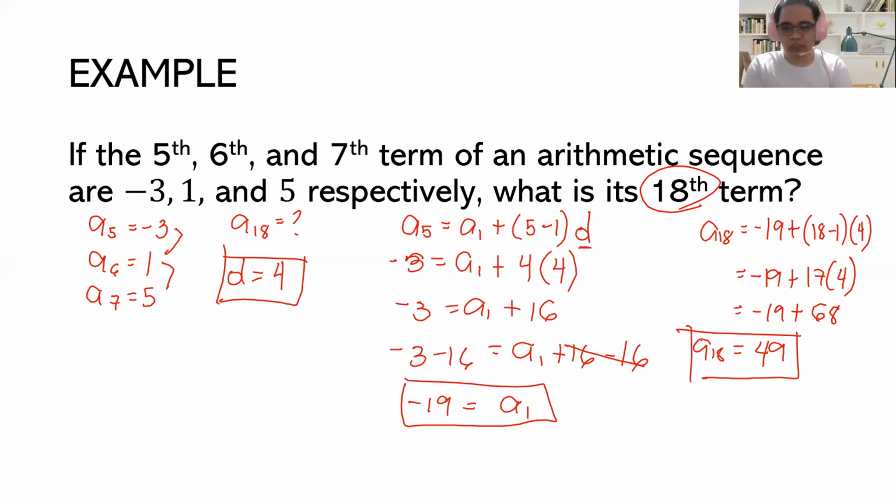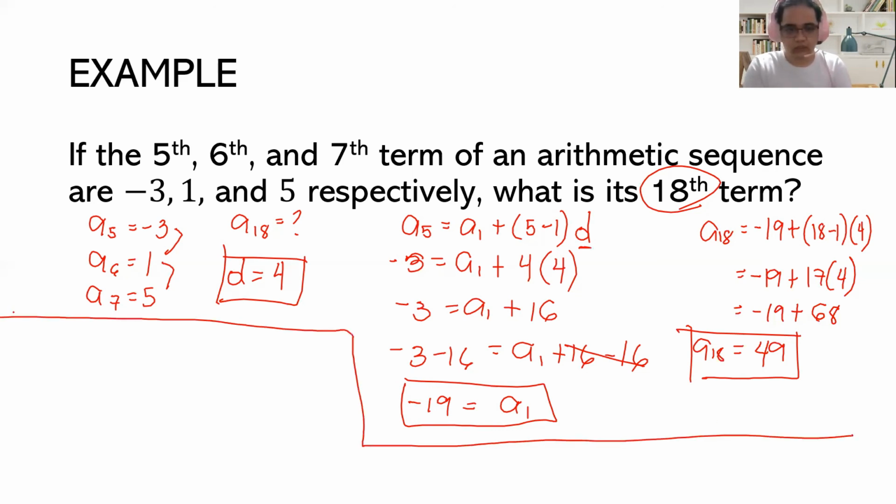Okay, so that will be our first solution. Another solution will be like this one. So since ito ay 5th, 6th, 7th, ibig sabihin wala tayong first term, second term, third term, fourth term. 4 na terms yung unknown. So parang kung ang technique is yung a sub 5, kung ito ay gagawin nating a sub 1, so parang umatras siya ng 4 na terms. So yung 18th term, aatras din to ng 4. 14th term na lang ang kukunin natin.